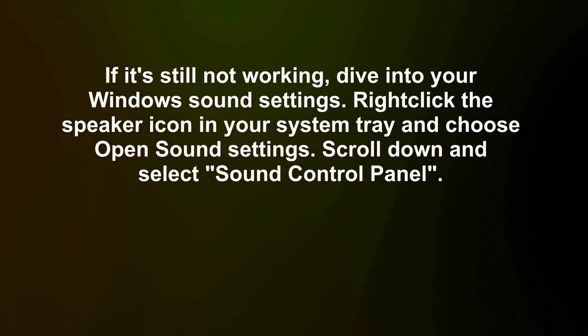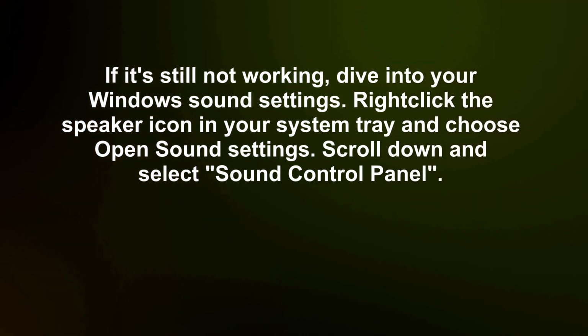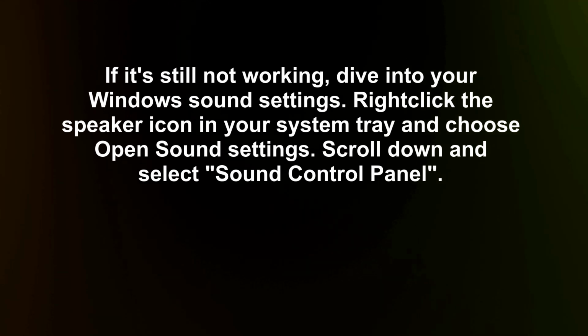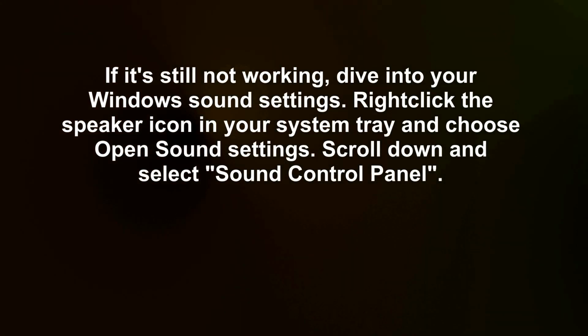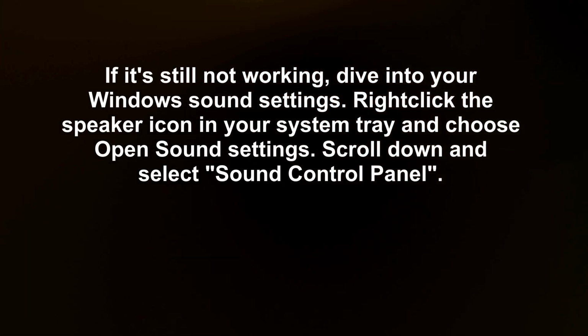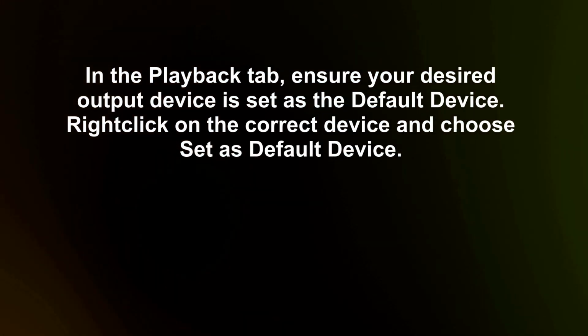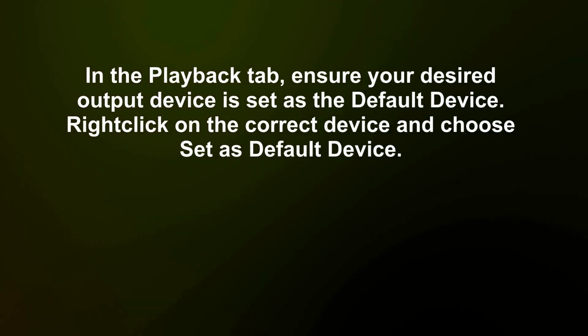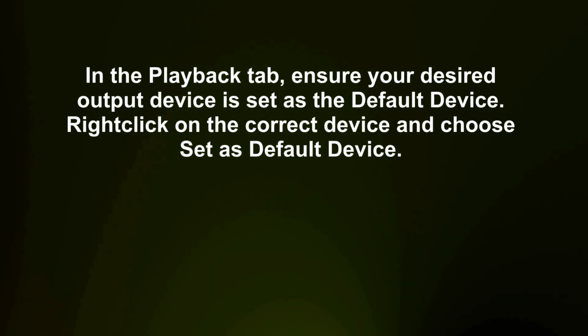If it's still not working, dive into your Windows sound settings. Right-click the speaker icon in your system tray and choose Open Sound Settings. Scroll down and select Sound Control Panel. In the Playback tab, ensure your desired output device is set as the default device. Right-click on the correct device and choose Set as Default Device.